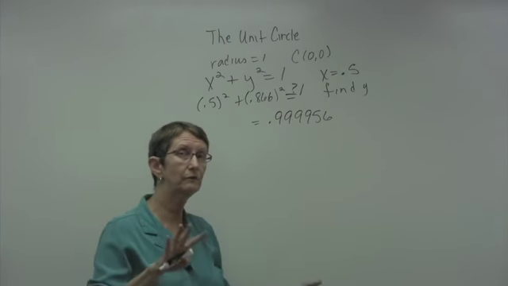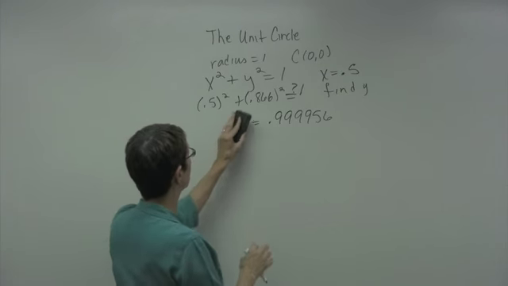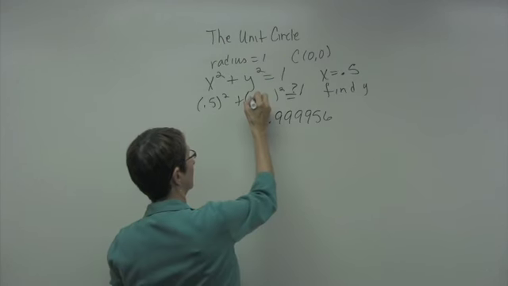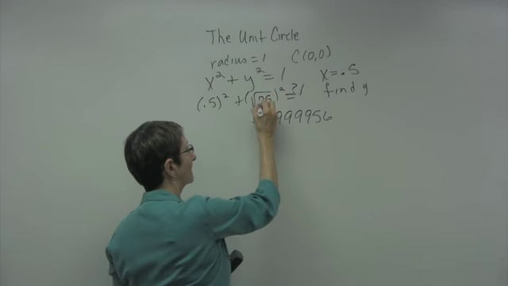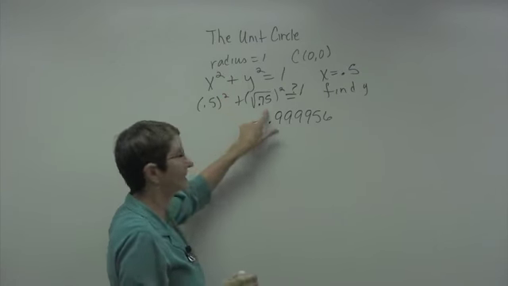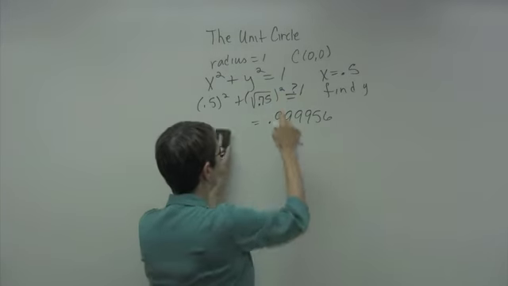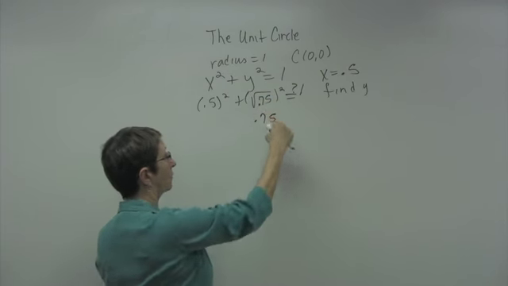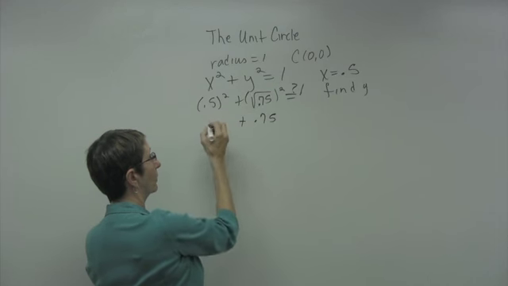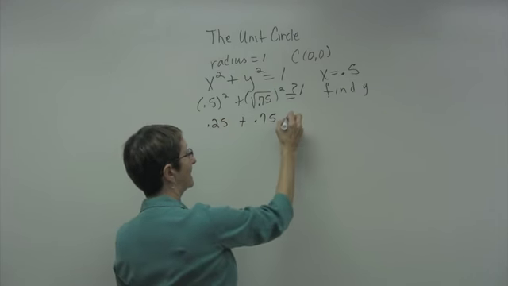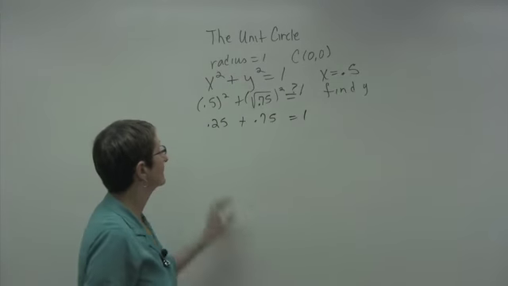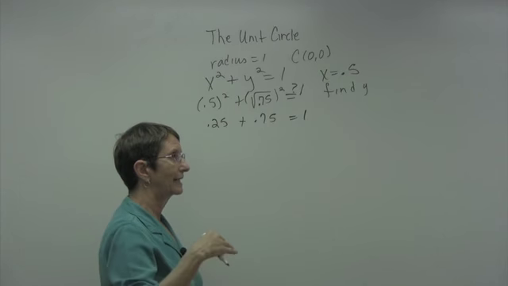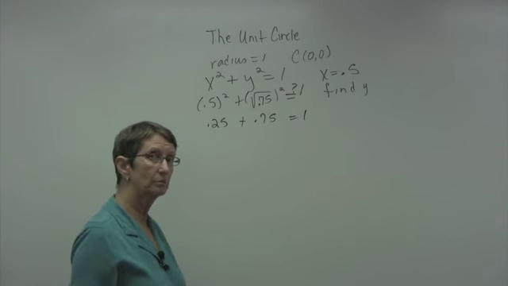Now let's go back and see what happens if you don't actually put in your decimal. We had y squared as 0.75, so y is the square root of 0.75. And when I square it, I get 0.75. The square root squared is 0.75, and 0.5 squared is 0.25, and they add up exactly to 1. So if you can keep it not using decimals, you're going to end up having to do that anyway with some of your problems.